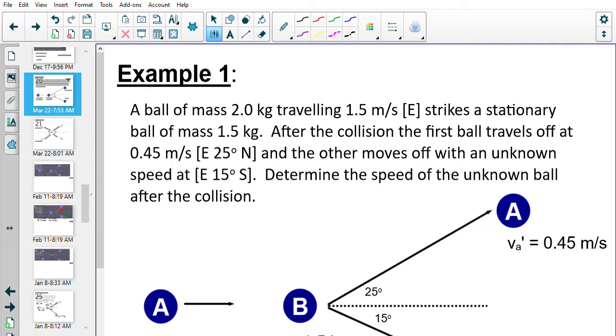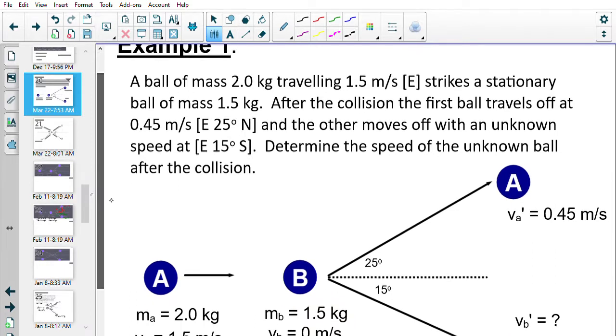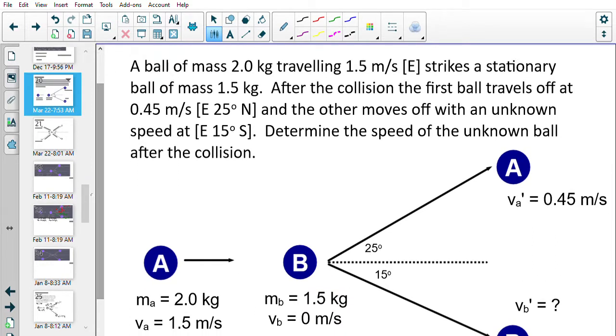Anyhow, so here we go with this first example. You see a ball A that has a mass of 2 kilograms traveling east at 1.5 meters per second, hits a stationary ball B of mass 1.5 kilograms. And that means that the velocity of B is 0 because it says stationary. Now, after they hit, you see here from the picture that ball A goes traveling off on a trajectory that is east 25 north. And you see that the VA afterwards, the VA prime, is 0.45 meters per second.